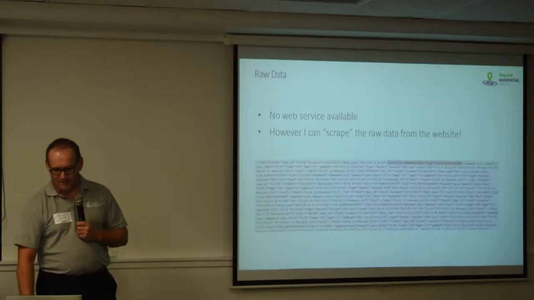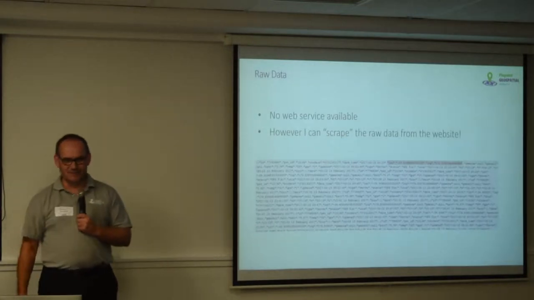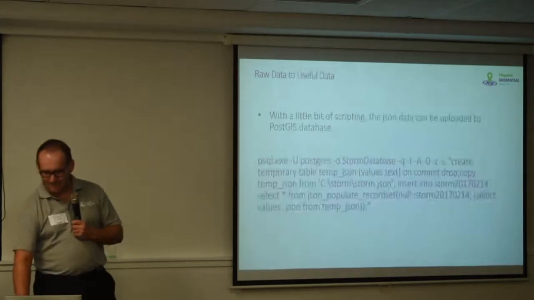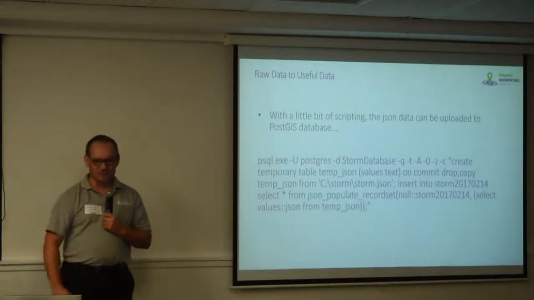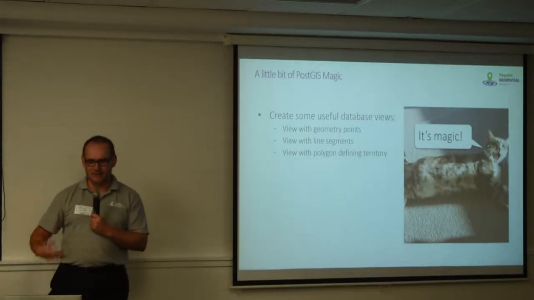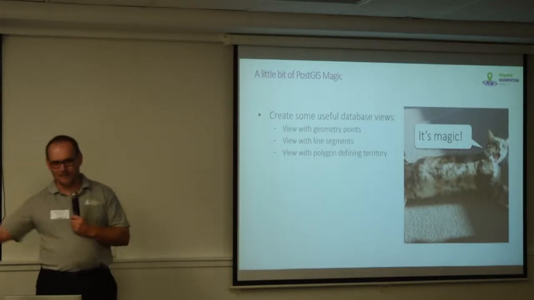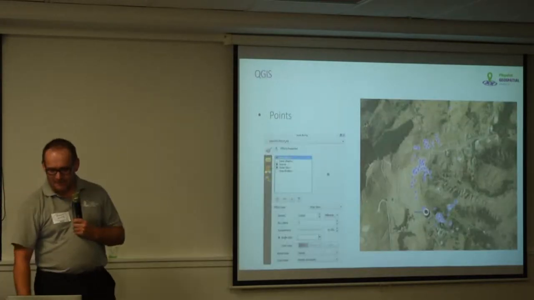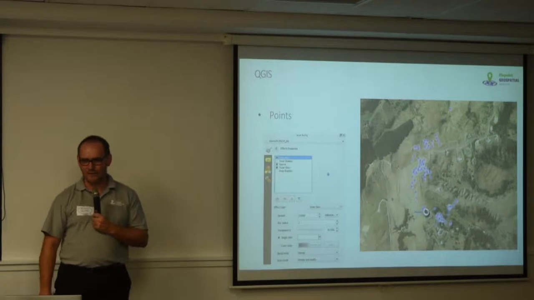All right. So luckily, all hackers do, you scrape their site and you manage to get some JSON data. And then you manage to push that into PostGIS, which is cool. And with a little bit of magic, you can create some geometry points and then some line segments and some polygons and all that kind of stuff. So that's what the initial points look like.